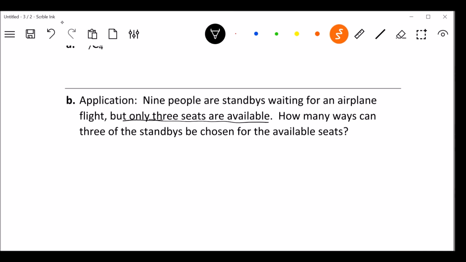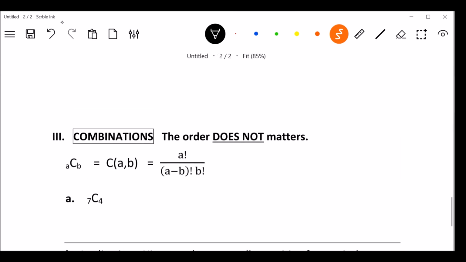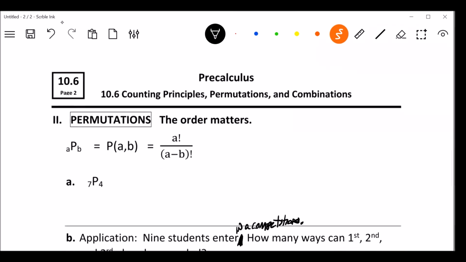So if person A is first and person B is second and person C is third, that's 1. But if person B is first and C is second and A is third, that's still that same one. It's still the same group of 3. The order that they're chosen doesn't matter as long as they're in that top 3. And that's going to make a difference in the calculations. So let's look at how these calculations are done.